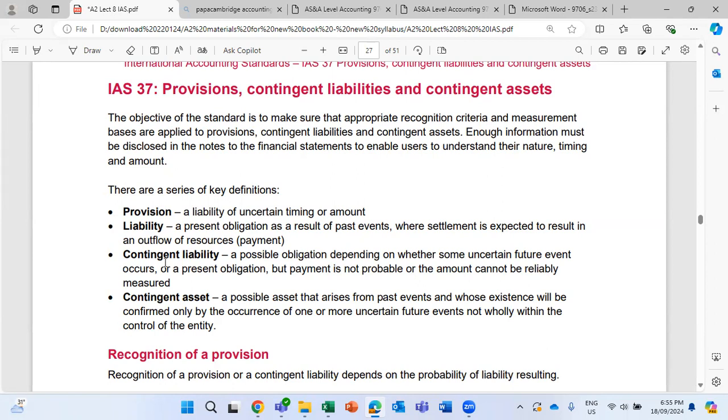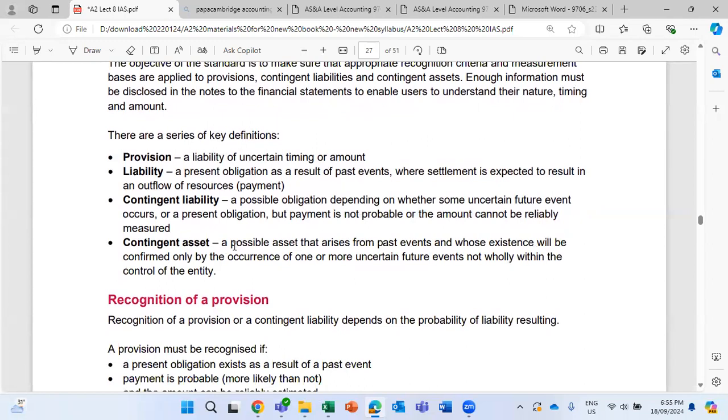So the opposite of contingent liability is contingent asset. A possible asset that arises from past events whose existence will be confirmed only by occurrence of one or more uncertain future events, not wholly within the entity's control.